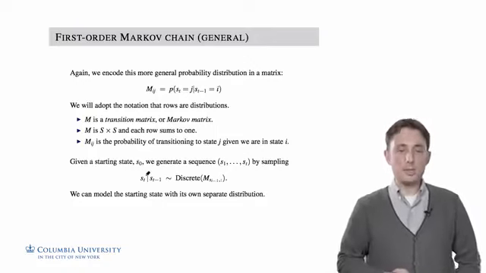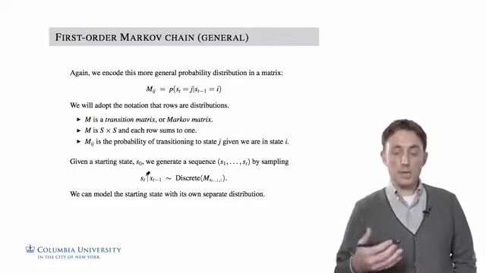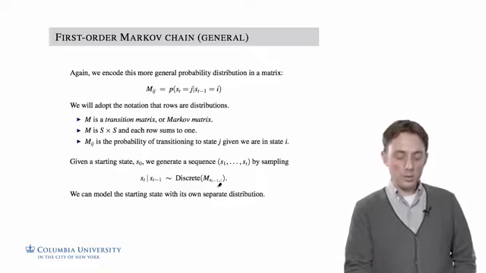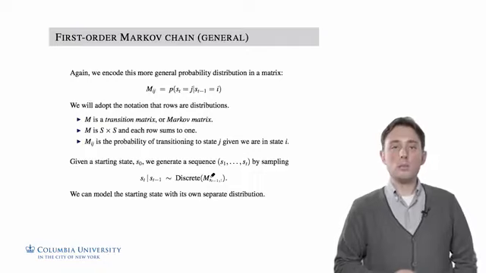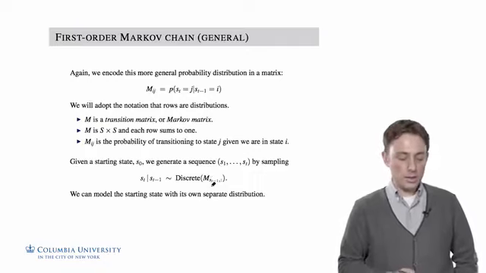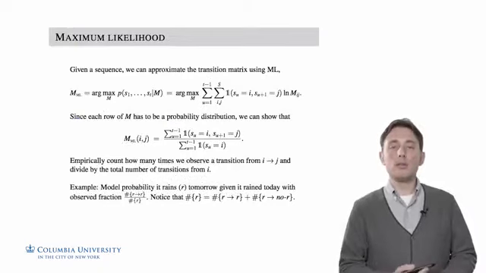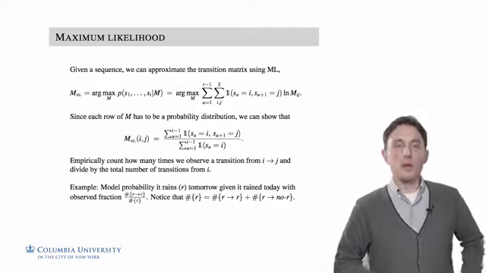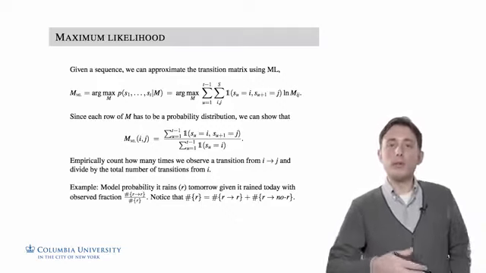And so this S_t will be equal to k with probability equal to the kth entry in this row that is picked out by the state at t minus 1. So that's the basic model of a first-order Markov chain. It's very simple, very straightforward. But now we have a few problems.